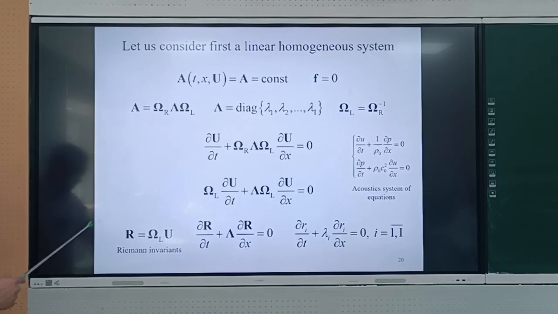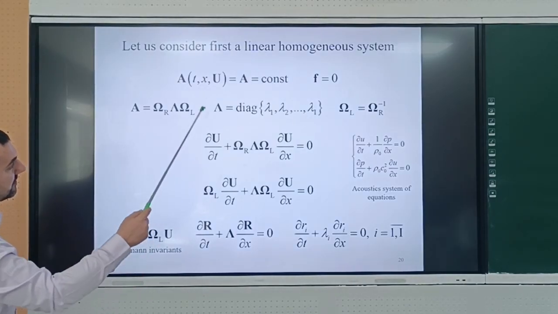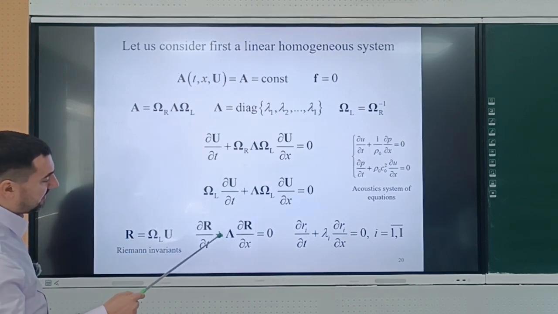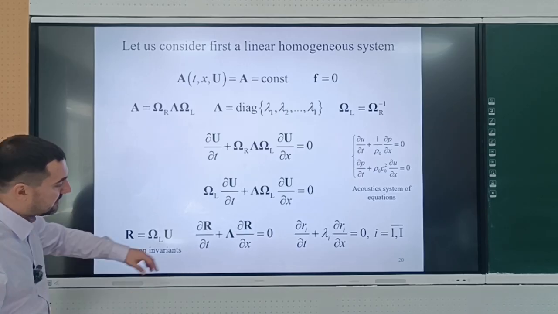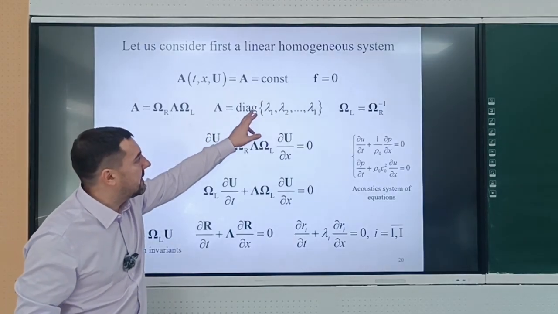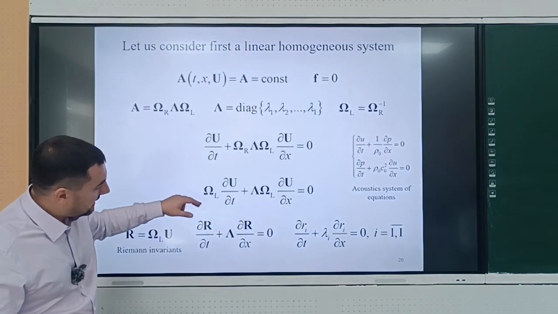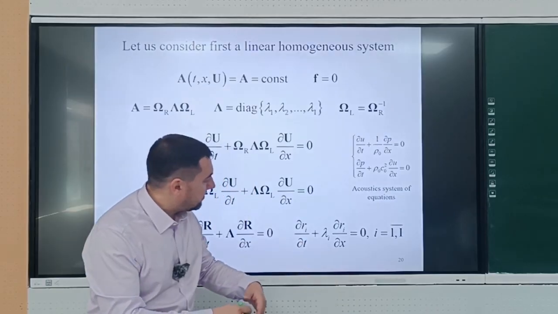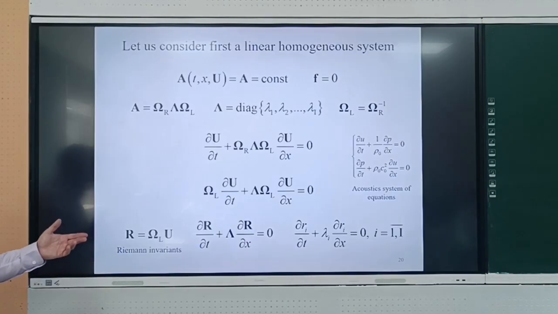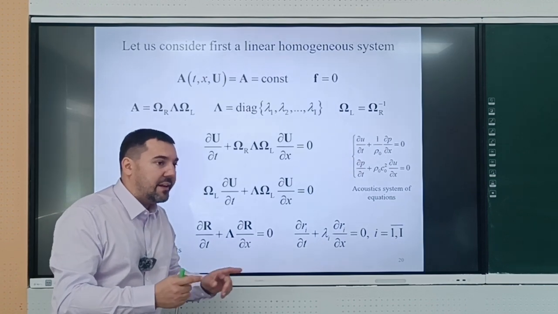If we introduce these new variables, we can rewrite our initial system in this form: dr over dt plus lambda dr over dx equals 0. What was lambda? Lambda is a matrix with zeros and only eigenvalues on the diagonal. It means that this system of equations decouples into a number of independent equations. So Riemann invariants are the variables in which we can rewrite our initial system of equations as a set of independent equations.